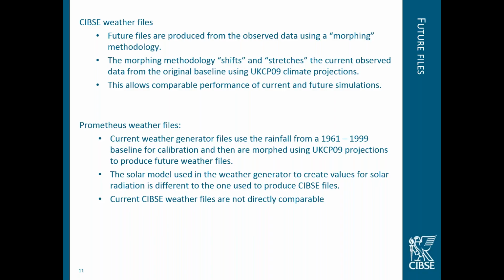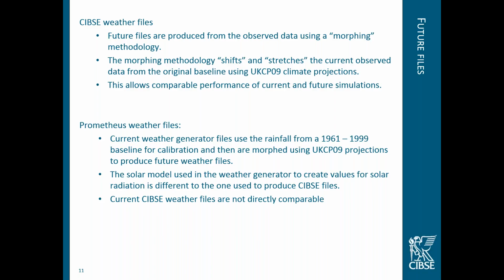So the future files are produced from the observed data set using a morphing methodology. Essentially, this morphing methodology shifts and stretches the current observed data from the original baseline using UKCP09 climate projections. So when you've got a baseline design summer year or a test reference year, and then you choose a CIBSE future weather file, you can directly compare them because it's shifting and stretching the same baseline data.